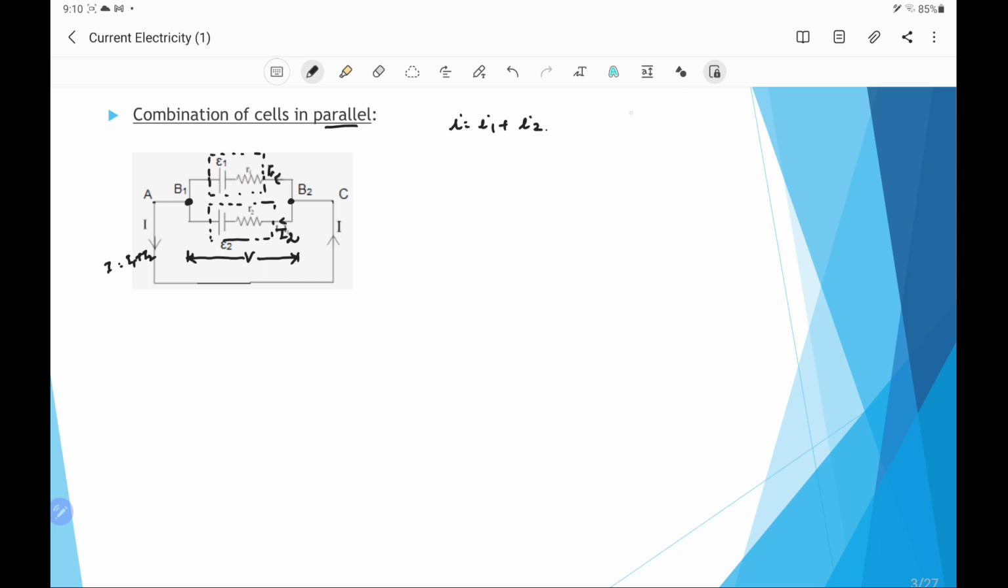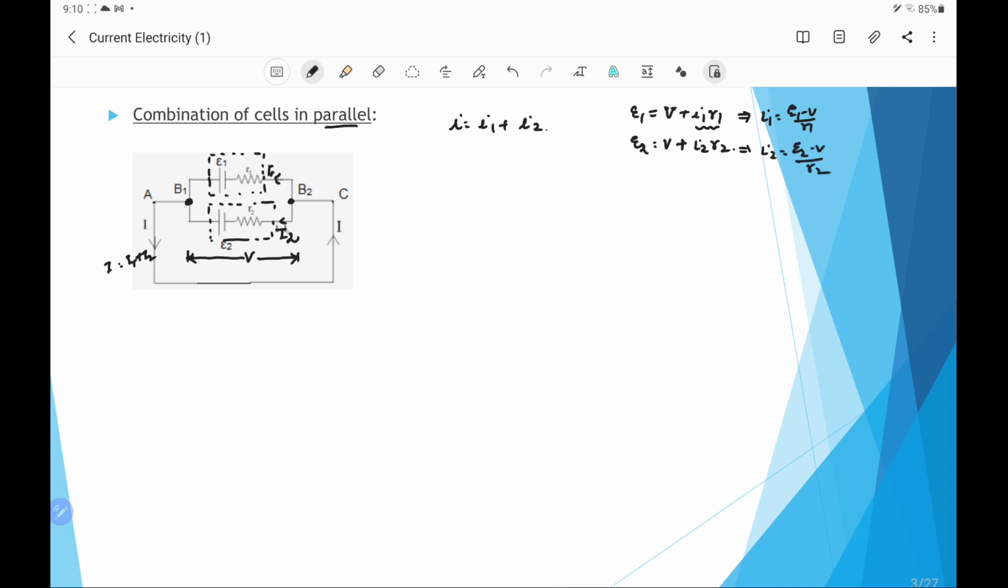Therefore, we can write in parallel that net current I equals I1 plus I2. From the equation of the cells, EMF E1 can be written as the potential difference across the terminals of the cell, that is V, plus I1 into R1. This is the voltage drop across the internal resistance. Similarly, EMF of the second cell is V, because V is the same in both cases, plus I2 into R2. Therefore, from the first equation we can calculate that I1 equals (E1 minus V) by R1. Similarly, I2 equals (E2 minus V) by R2.